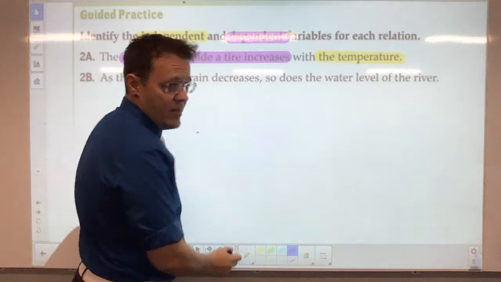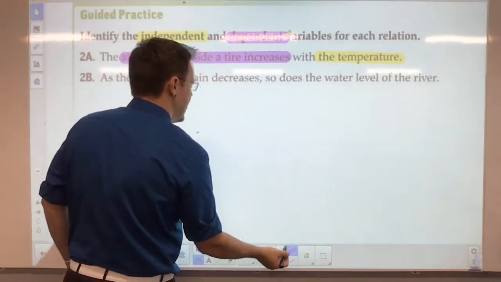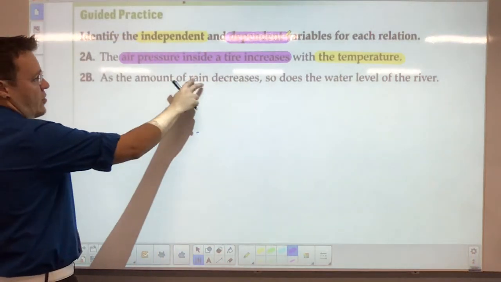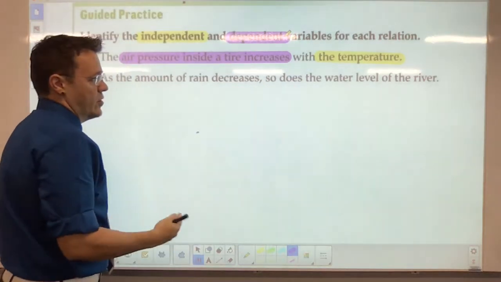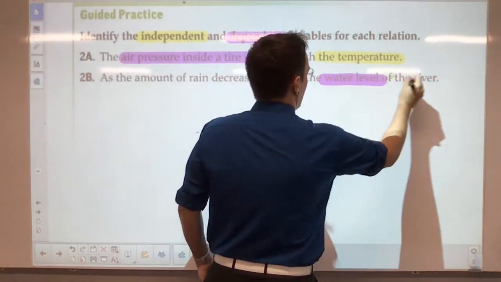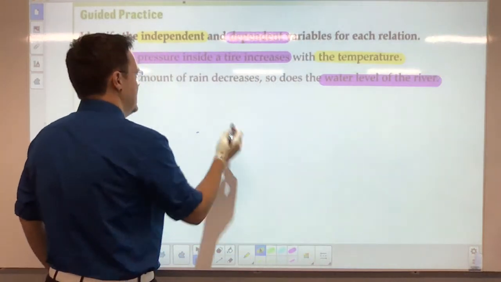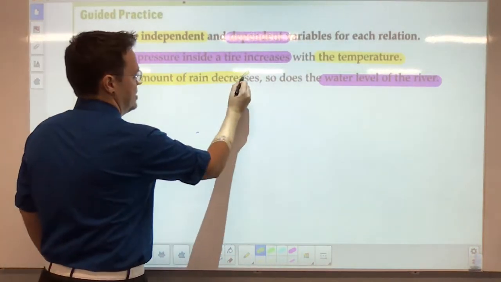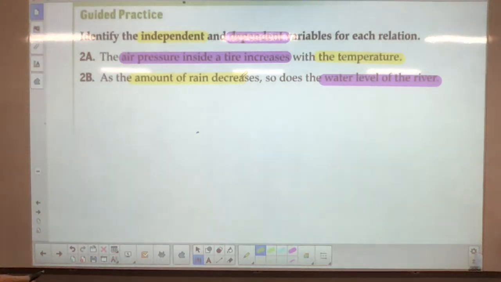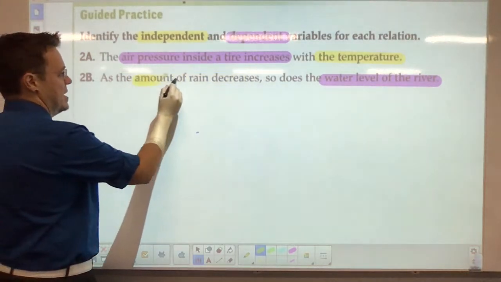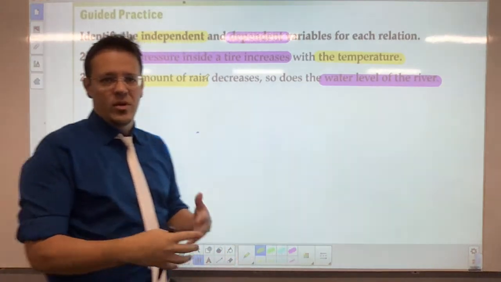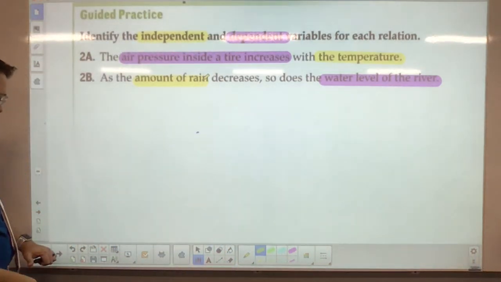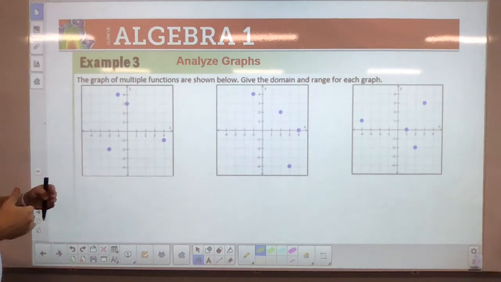And then the other thing we have here, make sure we can see the purple, and we can. So, as the amount of rain decreases, so does the water level of the river. Dependent is the water level of the river. Independent is the amount of rain. So it's not necessarily the decrease part, but the amount of rain, because if the rain increases, what happens? So does the water level. Please make sure you understand the difference between what is independent and what is dependent.